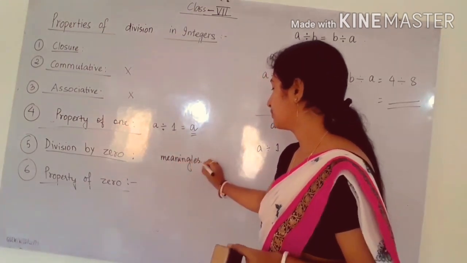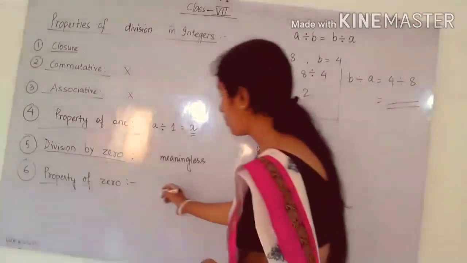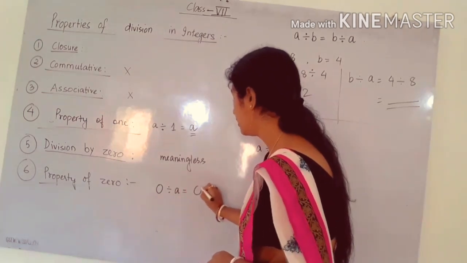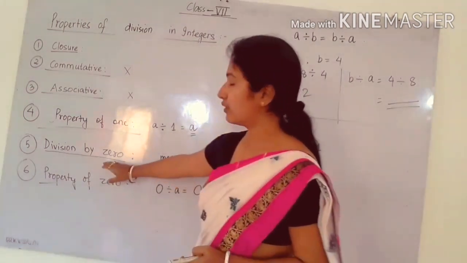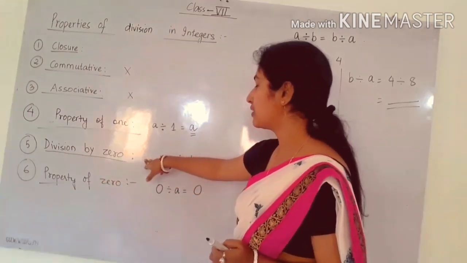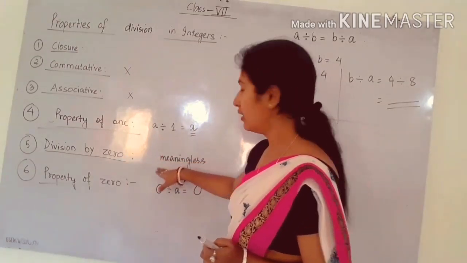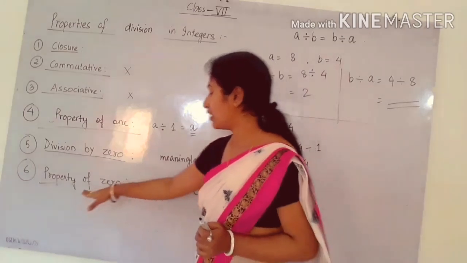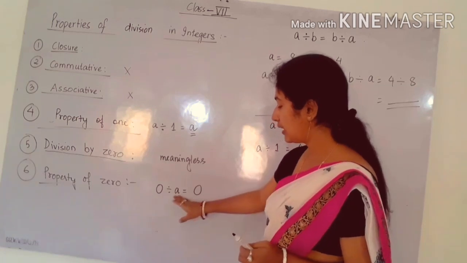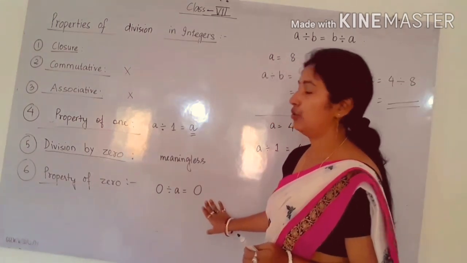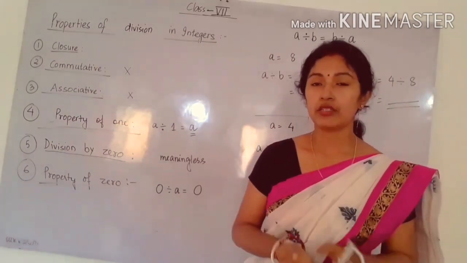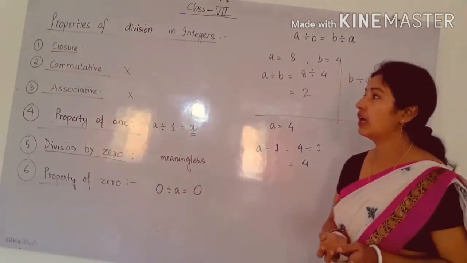Next, in the property of 0, whenever we divide 0 by any integer, we will get 0. So don't get confused between division by 0 and the property of 0. Division by 0 means we are dividing an integer by 0 and the result is a meaningless quantity. But in the property of 0, we are dividing 0 by an integer and we are getting 0. So this is all about the properties of integers. I have discussed addition, subtraction, multiplication and division.